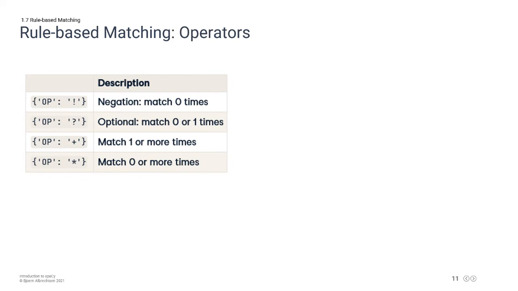Operators and quantifiers let you define how often a token should be matched. They can be added using the OP key. OP can have one of four values. An exclamation mark negates the token, so it's matched 0 times. The question mark makes the token optional and matches it 0 or 1 times. A plus matches the token 1 or more times. And finally, a star matches 0 or more times. So these operators can make your patterns a lot more powerful, but they might also add more complexity.